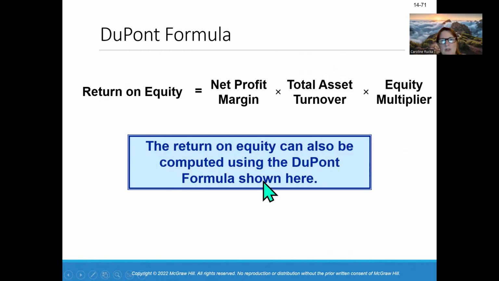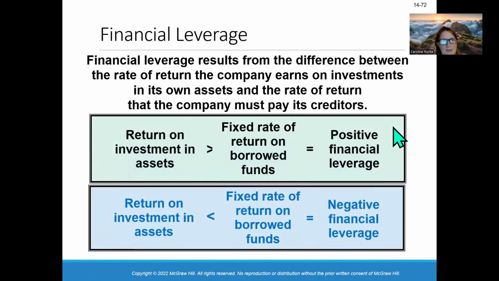You can also use the DuPont formula. Remember, we learned that in the last slide: return on equity equals net profit margin times total asset turnover times the equity multiplier.